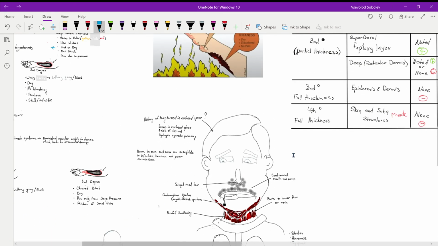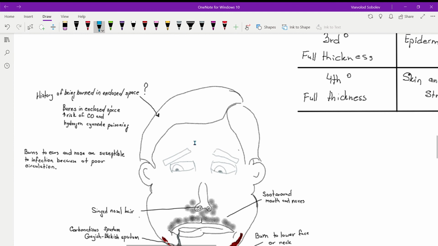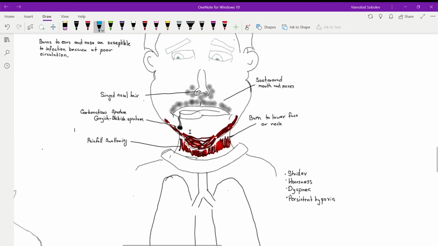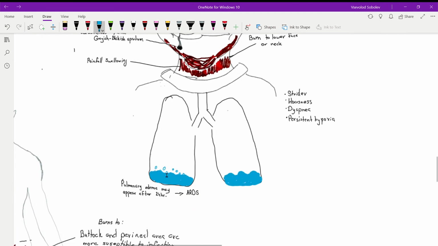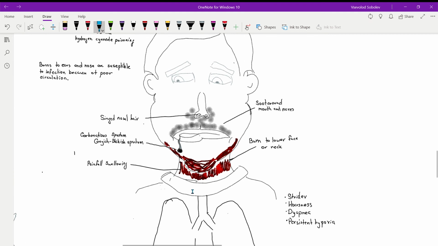The last thing is signs and symptoms of burn to the face, and signs and symptoms of damage to the lungs. By the way, if you are ever asked the reason why patients have acute respiratory distress, you can always say pulmonary edema, pneumothorax, or pulmonary embolism. I chose to say pulmonary edema that can appear in the first 24 hours. They might come in without pulmonary edema, but it will develop and cause acute respiratory distress syndrome.